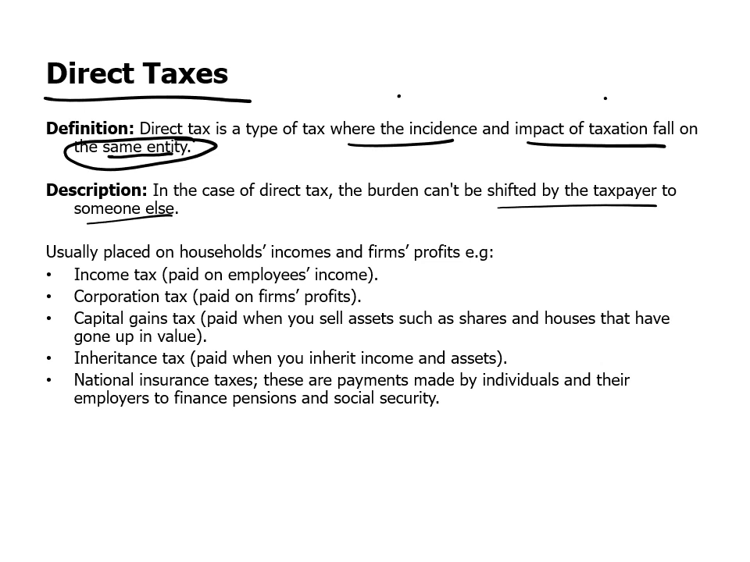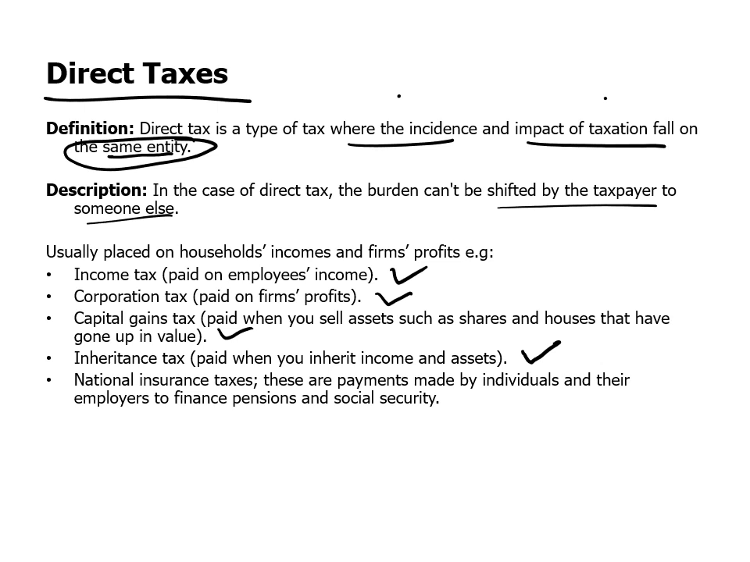So direct taxes are usually paid on households' incomes and firms' profits. Like, for instance, your income tax, right? So you get taxed on your income. You can't make someone else pay that, right? It's the final value of your income. Or your corporation tax. So this is taxes paid on firms' profits. Or capital gains tax, for instance. These are taxes you pay when you sell assets like shares or houses that have gone up in value. Or your inheritance tax, taxes you pay when you inherit income and assets. You can't shift this.